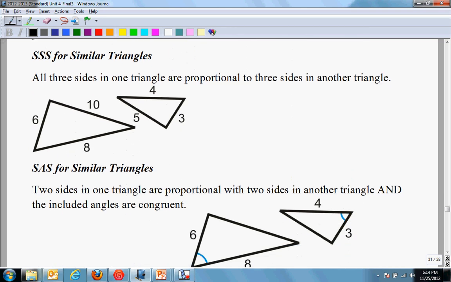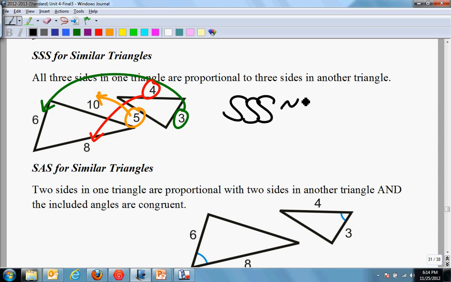Next one is side-side-side similarity. This happens when all three side ratios match. We can do 3 to 6 is 1 to 2 ratio, 4 to 8, 1 to 2 ratio, 5 to 10, 1 to 2 ratio. Ratios all match, so that's going to be side-side-side similarity.